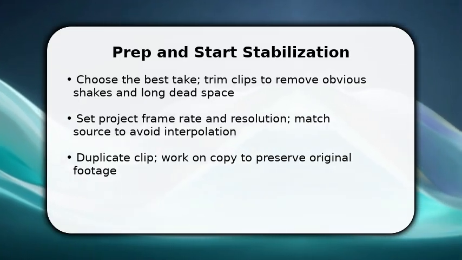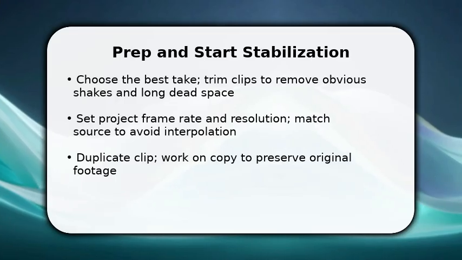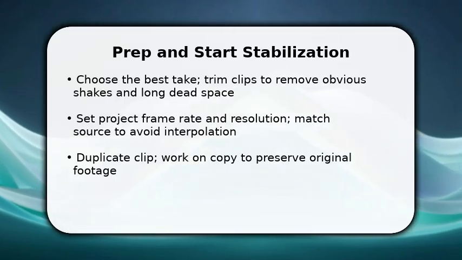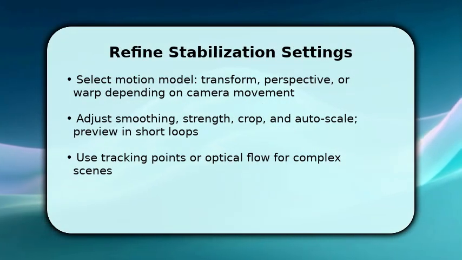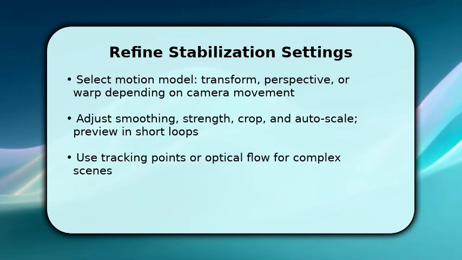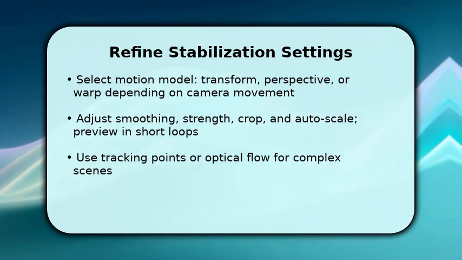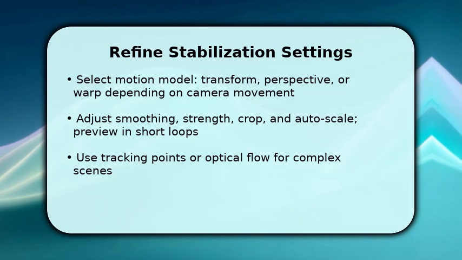Now open your stabilizer tool and set an initial smoothing value rather than full correction. That gives you a baseline to tweak. Next, you refine parameters. Choose the motion model that matches the movement. Transform for panning, perspective for tilt, warp for rolling motion, because the wrong model causes distortion.